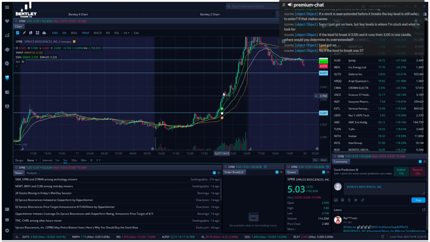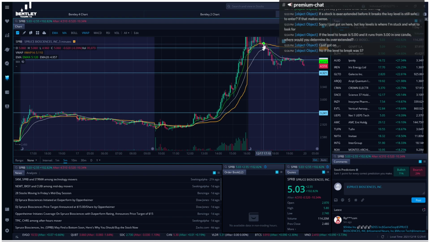What you do is you wait for the pullback, and as soon as you see a candle open under the 9 EMA, that is your exit. Like down here, if you entered at $3.25, you would have sold your full position all the way up here at $5.06. So you'd have gone from $3.25 to $5.06. And that's the importance of that 9 EMA.